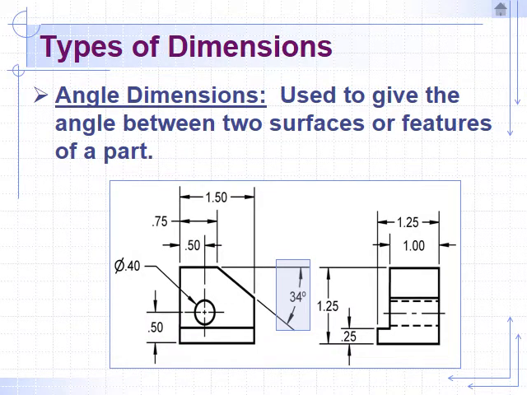Angled dimensions are used to give the angle between two surfaces or features of a part. This is generally how they're placed between the two extensions, and these extensions are pretty much the same as the types of extensions we use on the horizontals and verticals, only we have it arranged like this. They have extensions. This is text, and you can double click it and edit it in AutoCAD.